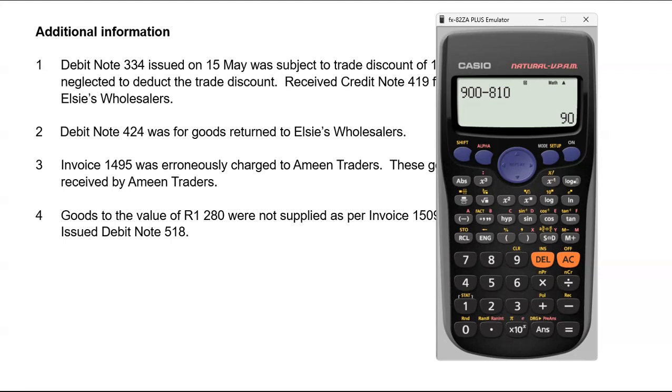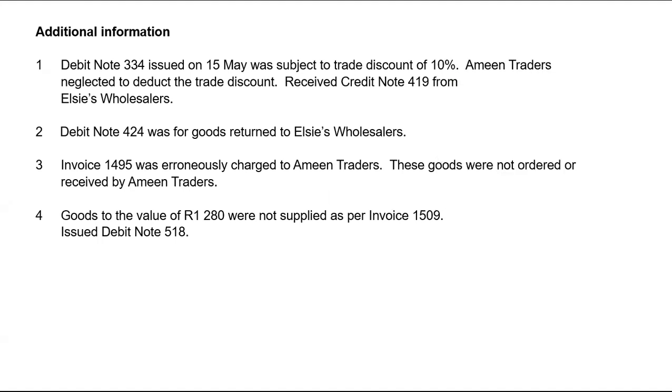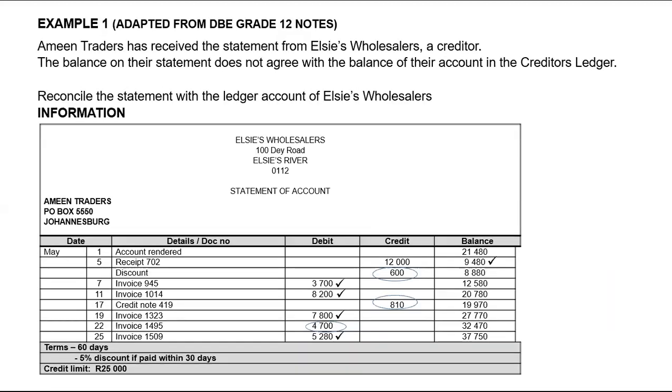And then they say, Amen traders neglected to deduct the trade discount, received credit note 419 from LC wholesaler. So that return was approved, but only approved, let me check credit note 419. What do we have as credit note 419? We're going to get this in our statement. Credit note 419 says that it's 810. So they approved 810. However, we already deducted 900. So the mistake was made by us.